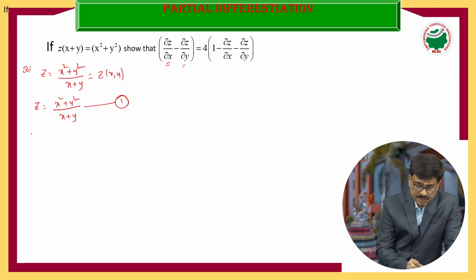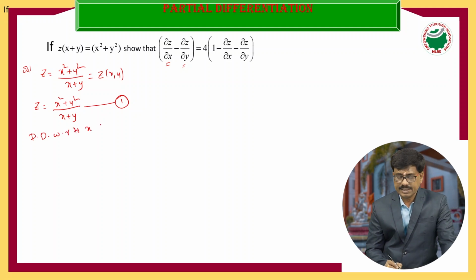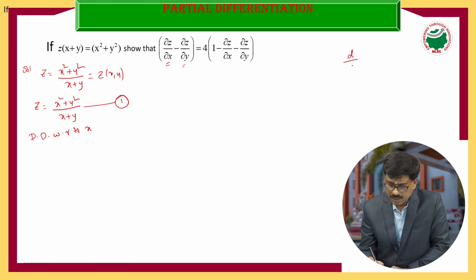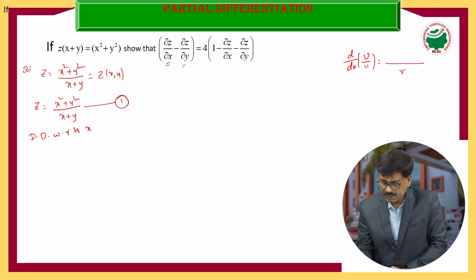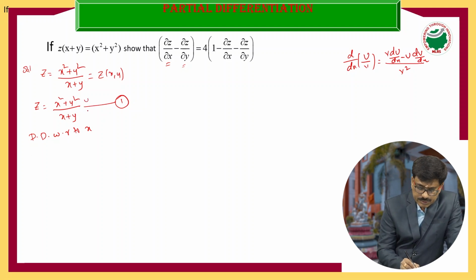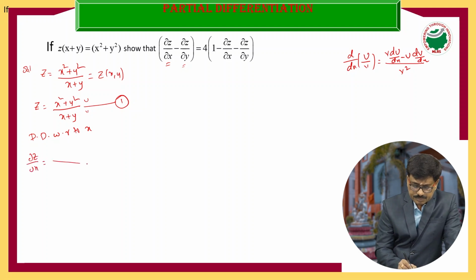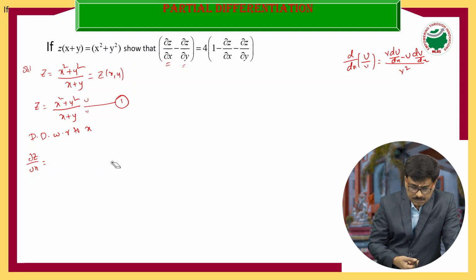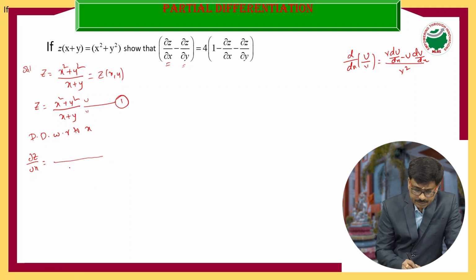See, if I calculate the partial derivative with respect to x, you are already familiar with the partial derivatives of u by v. What is the derivative of u by v? It is v square in the denominator, and in the numerator v into partial derivative with respect to u minus u into partial derivative with respect to v. Let us assume the numerator is u, the denominator quantity is v. Therefore, dou z by dou x is equal to, the denominator becomes (x plus y) whole square.